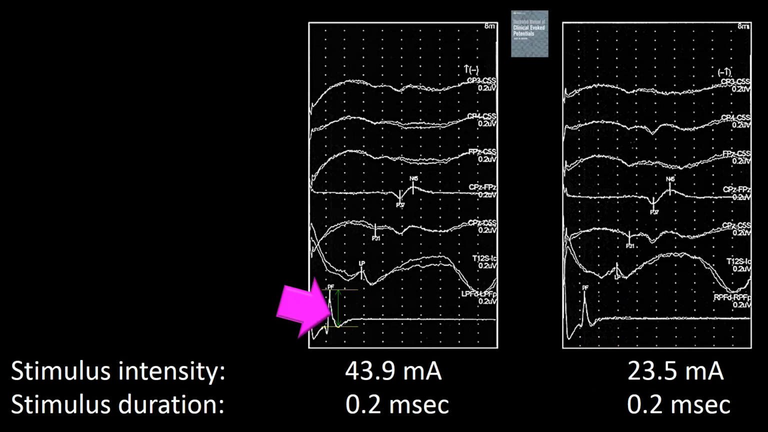The amplitude of the popliteal fossa potential on the left and on the right is the same. So it is more important for the analysis of somatosensory evoked potential that the potential immediately after the stimulus be of the same amplitude than that the stimulus be of the same intensity.